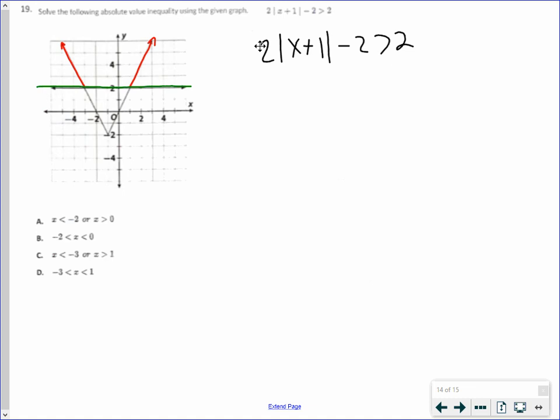So we see we intersect at x equals 1 right here, and over here at x equals negative 3. So you want all the x values less than that point right there. So you want all the x values less than negative 3, and all the x values greater than 1. And since they're not connected, it's going to be connected with an or. So you want x is less than negative 3, or x is greater than 1, or C.